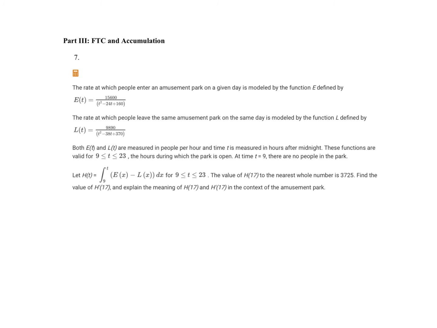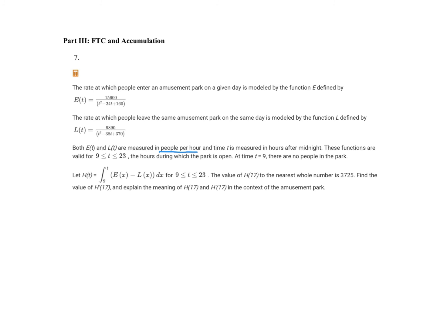It says the rate at which people enter an amusement park on a given day is modeled by the function E, defined by E of t. The rate at which people leave the same amusement park on the same day is modeled by the function L, defined by L of t. Both E of t and L of t are measured in people per hour. Units are going to be really important in contextual examples, by the way. And time t is measured in hours after midnight.